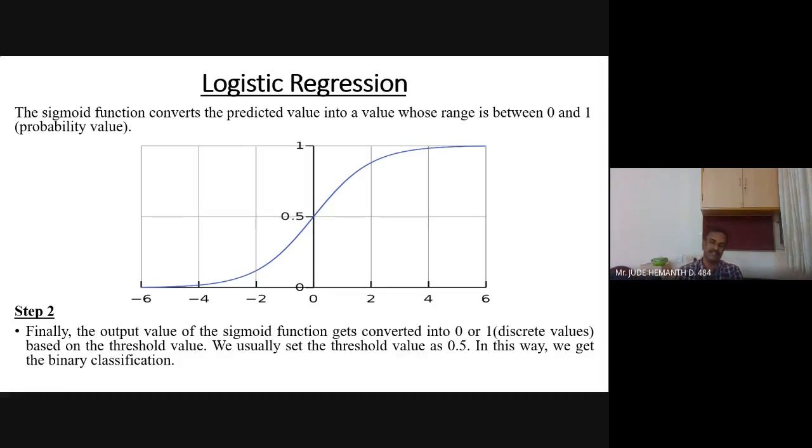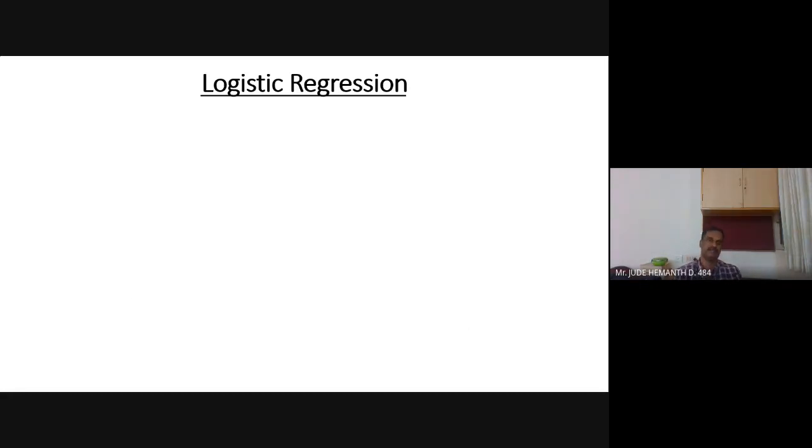You take any input x, use linear regression to find y, take that y, give it to a sigmoidal function, it will be converted into a probability value, check whether it is less than 0.5 or more than 0.5. If it is less than 0.5, then that corresponding x, that input, right? We are not bothered about that y. The corresponding x is this category or the other category. In this way, we can get the binary classification.